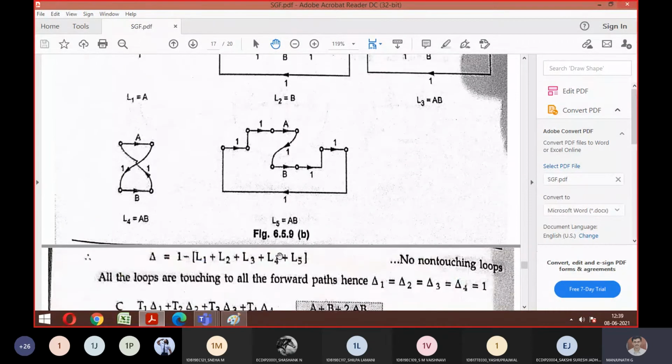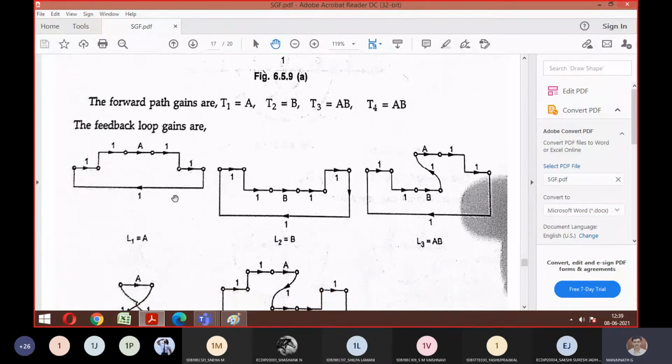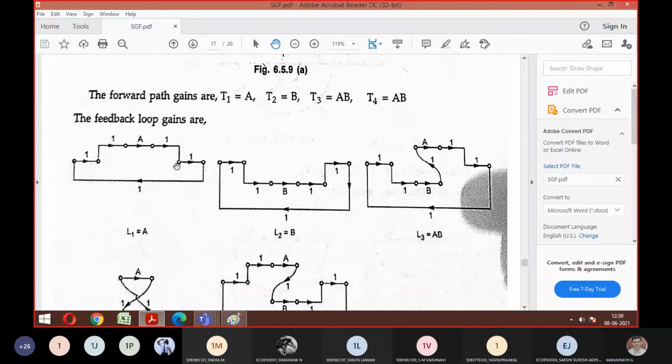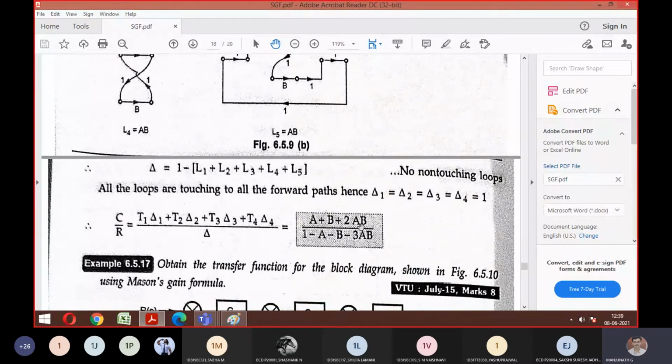Then we went through finding delta 1, delta 2. So you can look at here, part 1. So T1 is this. For this, the logic was to look for any loops which are not touching. So it says no. So all the values of delta 1, 2, 3, 4 will be equal to 1. Substitution is done to get the answer. So this was the thing we covered.